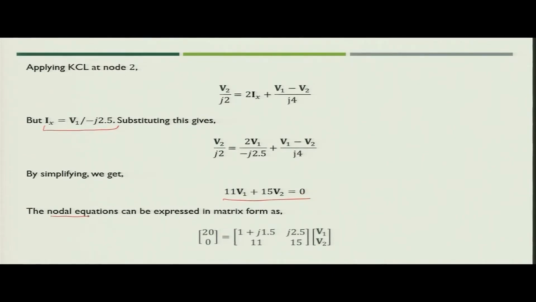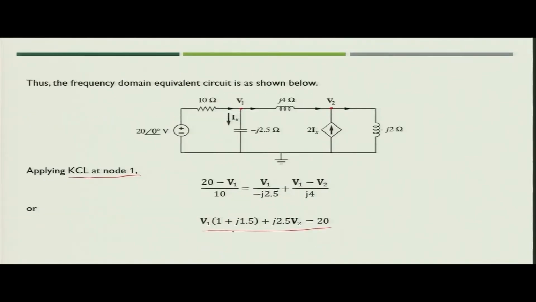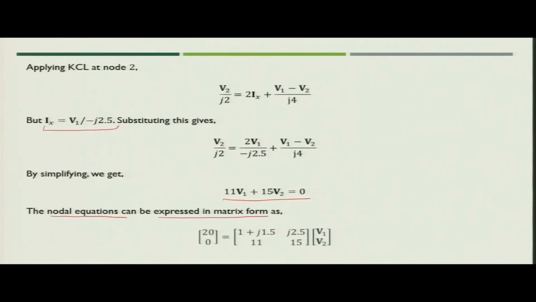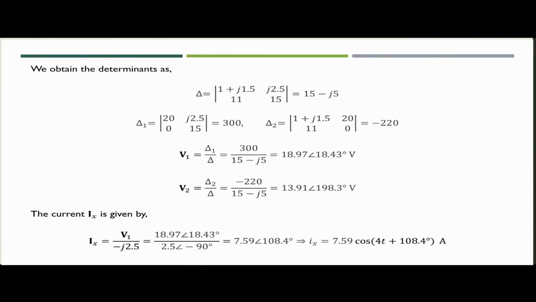So, these two nodal equations we can express in the form of matrix. So, if you write in terms of matrix, you will write the vector containing elements 20 and 0, and then you have the matrix having the elements corresponding to V1 V2. So, 1 plus j 1.5 and j 2.5 will be coming here, 11 and 15 will be coming here. So, now you have compiled these two equations in matrix form. Why we are compiling in matrix form? Because solving equation in matrix form is easier.